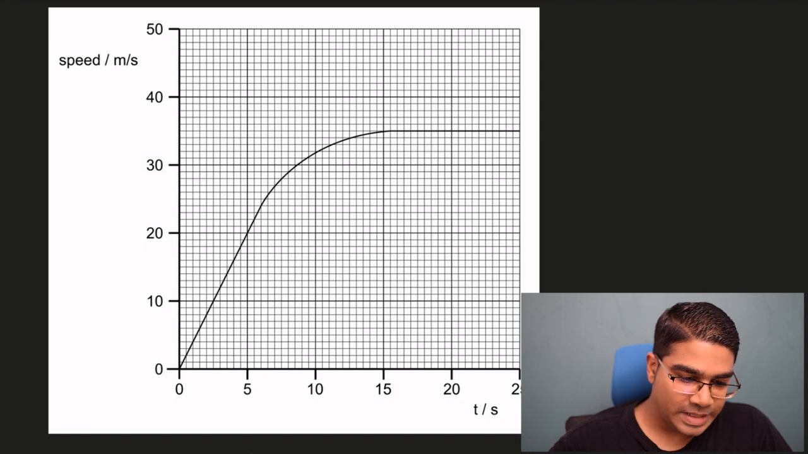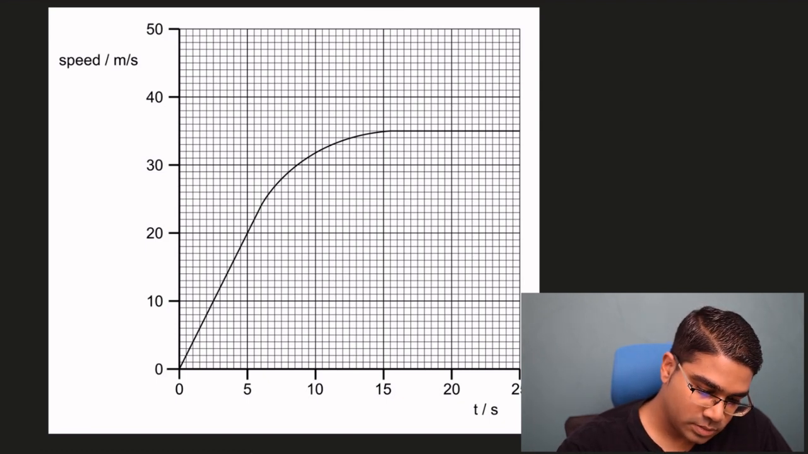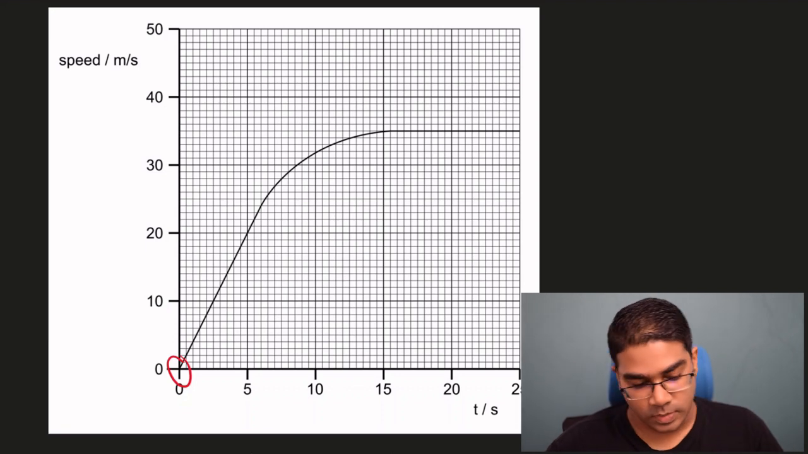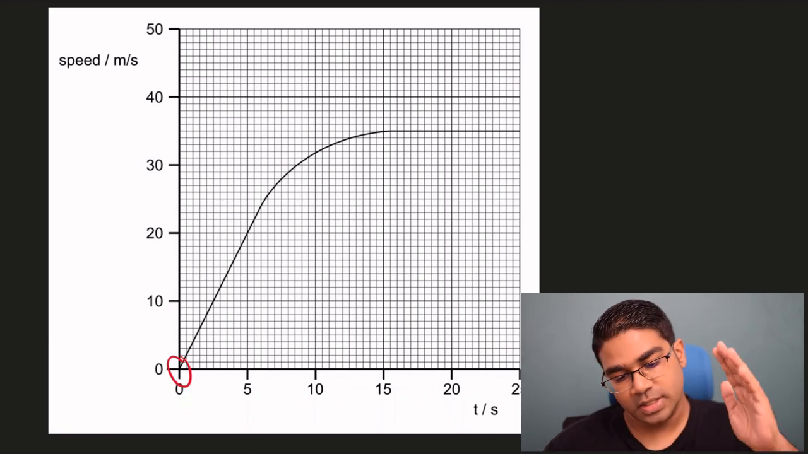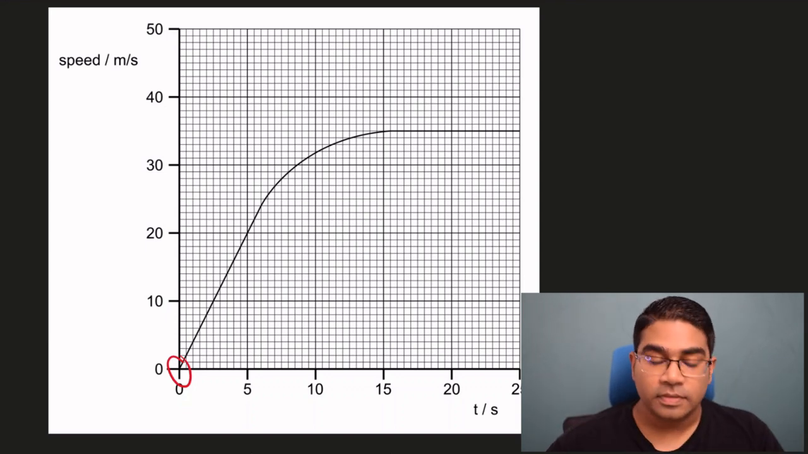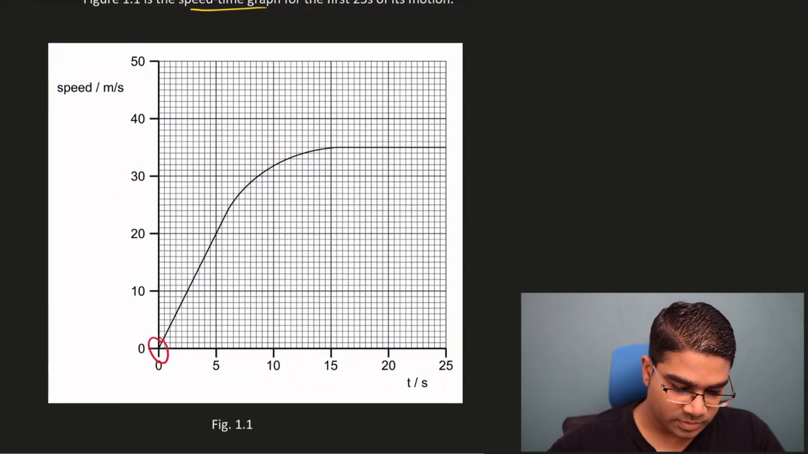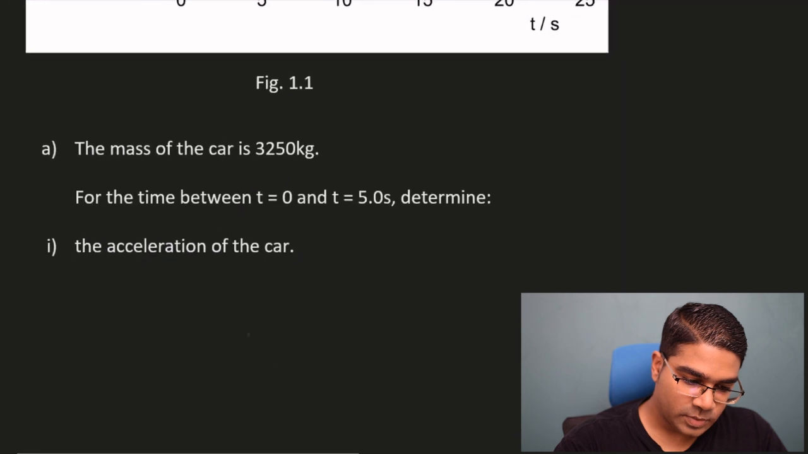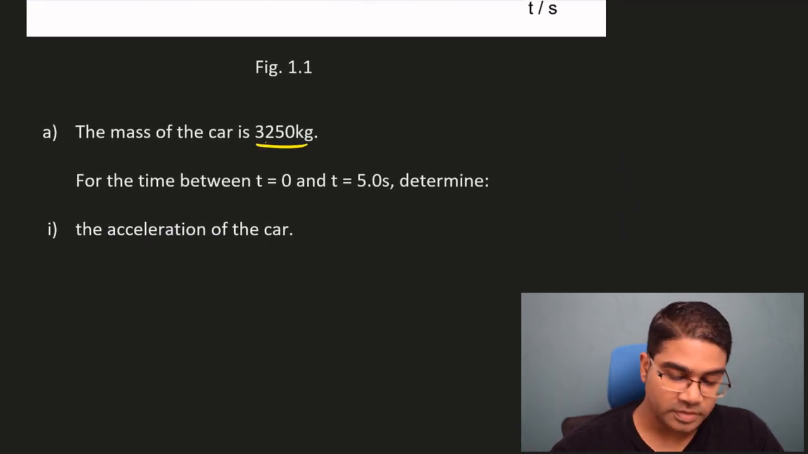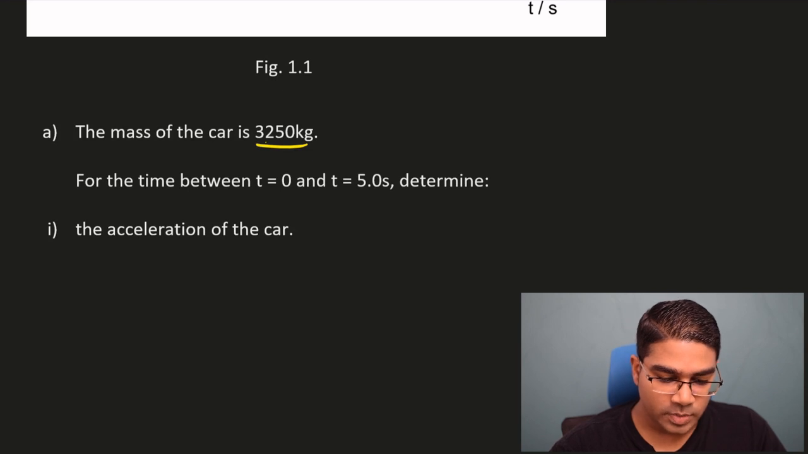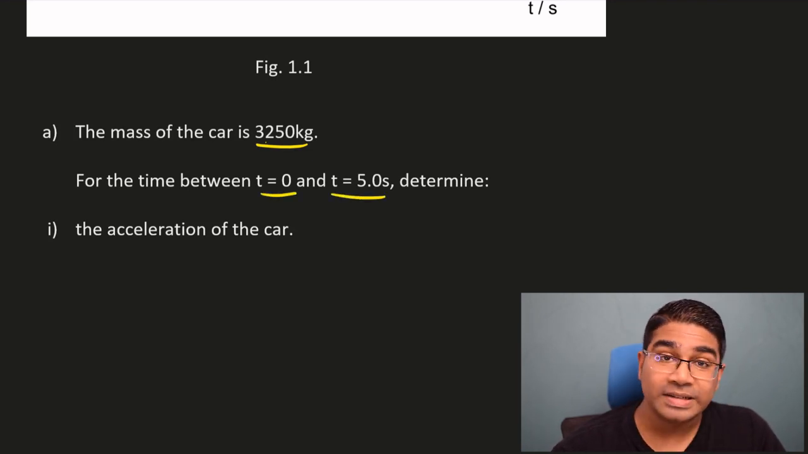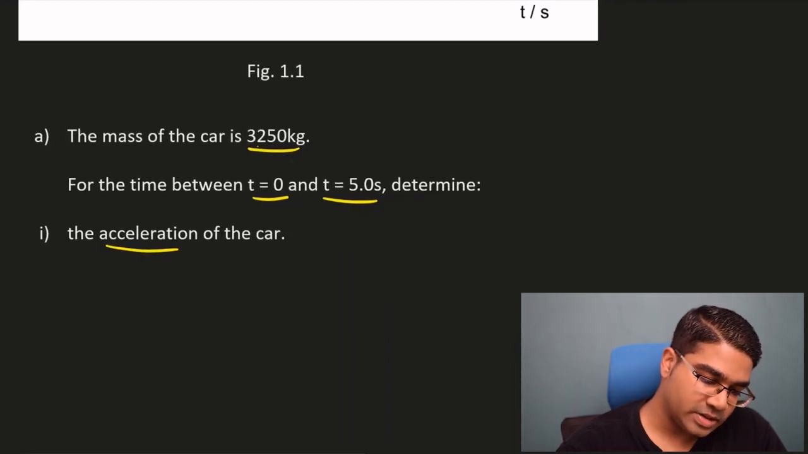So this is the graph. We have the speed at 0 is 0 as stated in the question. And then you can see the speed increases, and the speed increases, and then finally it starts to decrease, and then it plateaus off. So this is our graph. Now let's look at the question. The first question states that the mass of the car is 3,250 kg. For the time between t equals 0 and t equals 5 seconds, determine the acceleration.